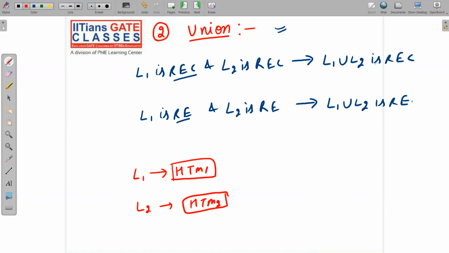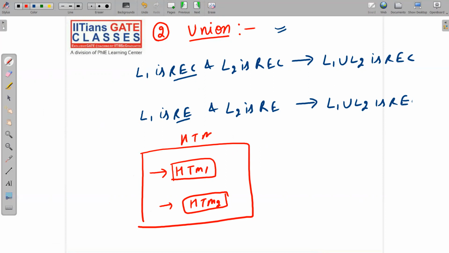Now I want to say L1 union L2 is also REC. That means for L1 union L2 you should have a halting Turing machine. I am saying it just to give you an intuitive idea, not a proper proof. Halting Turing machine 1 is for L1 and halting Turing machine 2 is for L2. Now what will you do? We will construct a big halting Turing machine, HTM, which internally calls these two Turing machines as functions. We will give this W to the halting Turing machine, and this W will be given implicitly to halting Turing machine 1 and halting Turing machine 2.